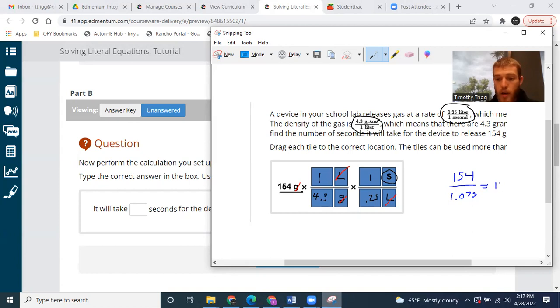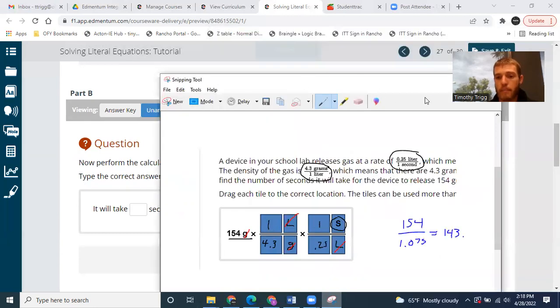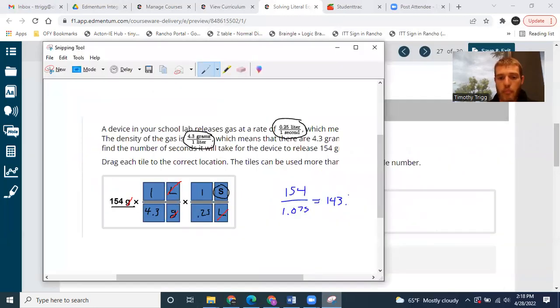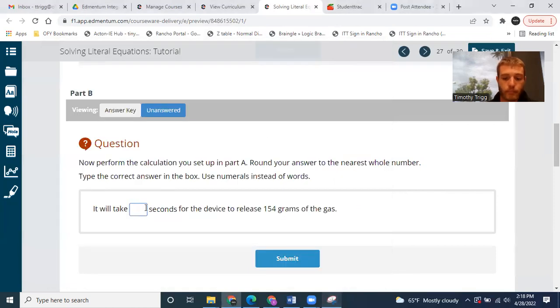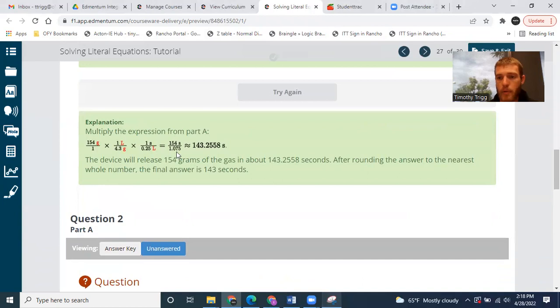Giving us 143. Let's see. Round to the nearest whole number, so 143. It was 143.2. So we round to the nearest whole number, which is where the 3 is. Would this 3 round up or stay the same? Well, it stays the same because this 0.2 is less than 5, so that does not round the 3 up. You can see the calculation, same as what we did, right?